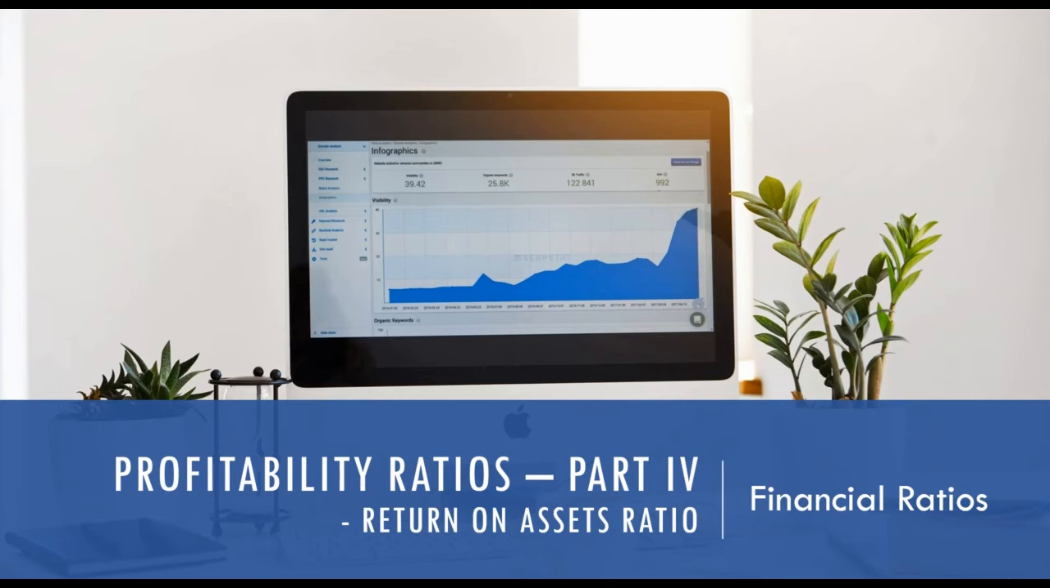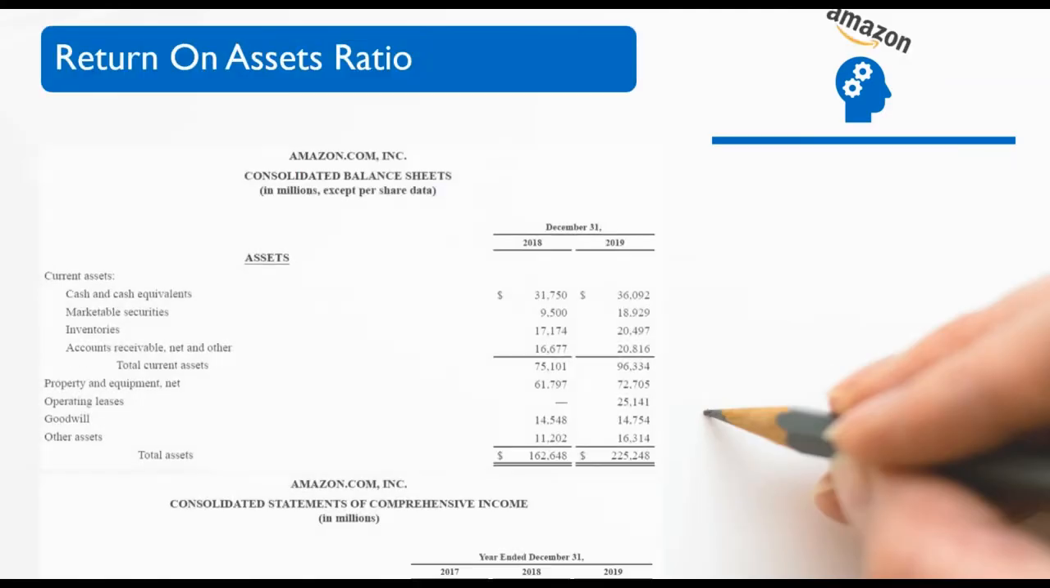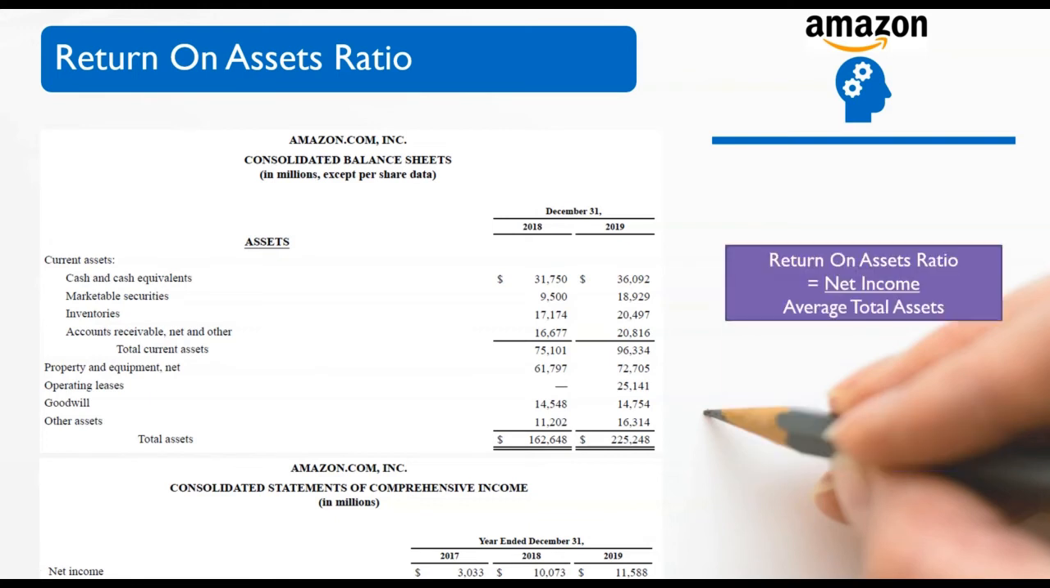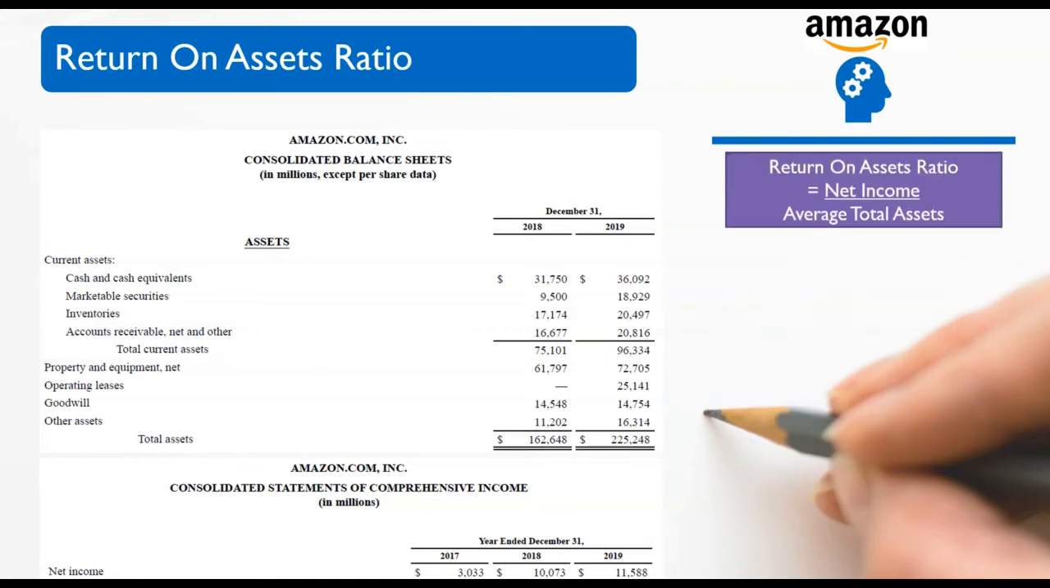Welcome back. In this lecture, we will go through part 4 of the profitability ratios, where we will walk through the return on assets ratio. So let's calculate the return on assets ratio for Amazon. But first, what is the return on assets ratio and why is it important to us?